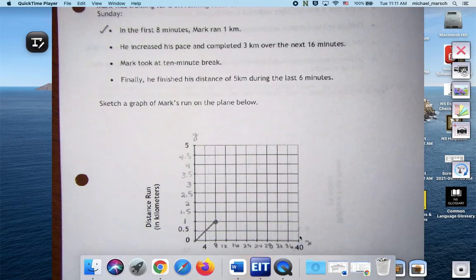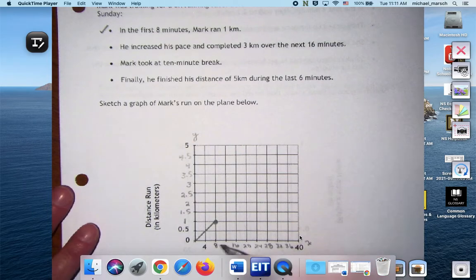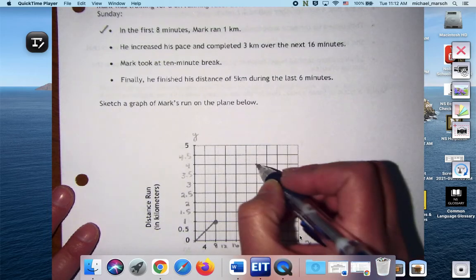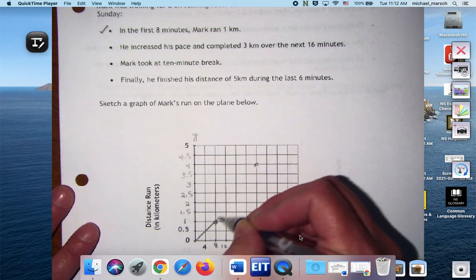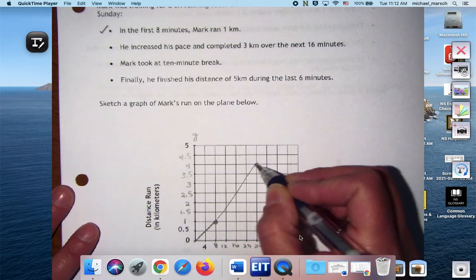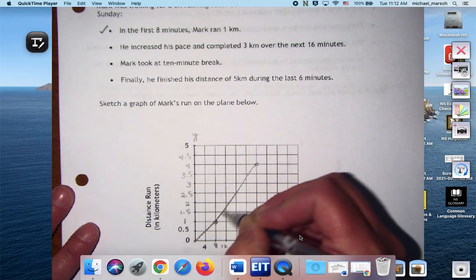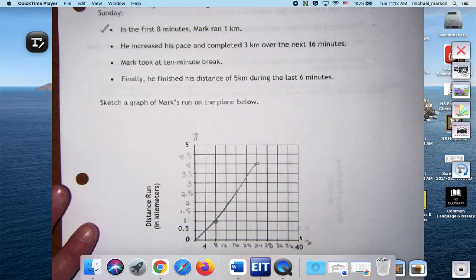He increased his pace and completed 3 kilometers over the next 16 minutes. So if he completed 3 kilometers in the next 16 minutes, how far has he actually gone? He's gone 4 kilometers. And what time will we be at? What's 8 plus 16? 24. So now we're up here. So he's going slightly faster, right? So not quite linear.